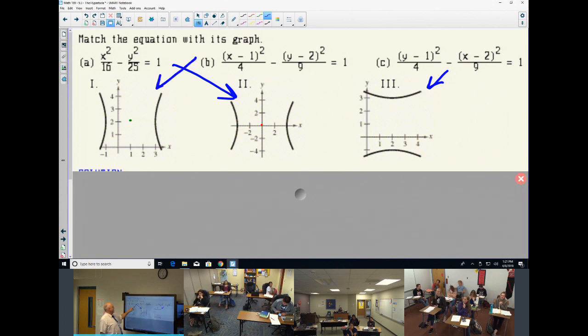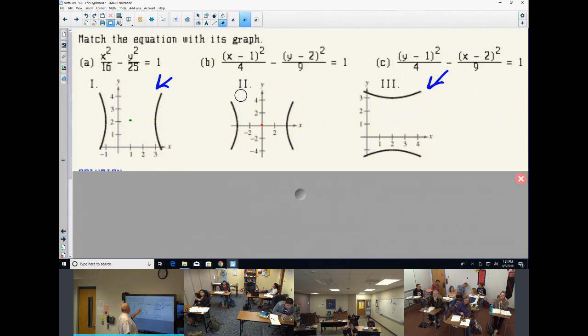If B goes with 1. So here the center is at 1, 2. Well, that's the only one that has the center at 1, 2. So that's it. And it opens left and right. So good job. Any questions on any of those?